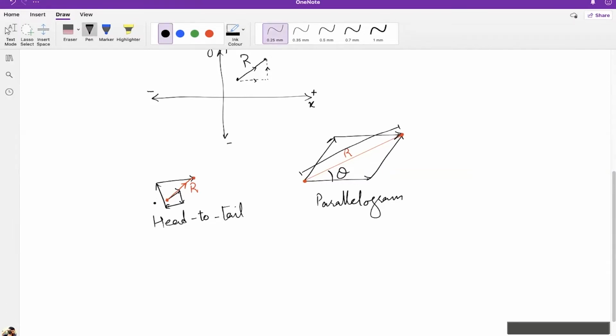Same for this vector. You will probably draw a horizontal line here and take its angle. And then you'll say, okay, this is the length. You have figured out the length and the angle, and that is what we need. All right, so that is how you add vectors.